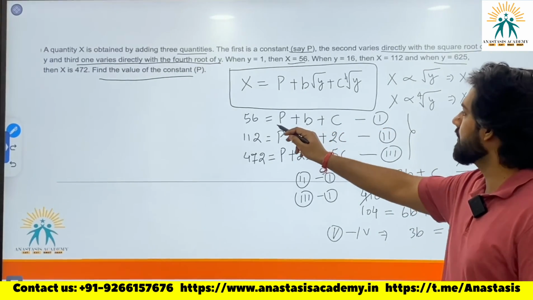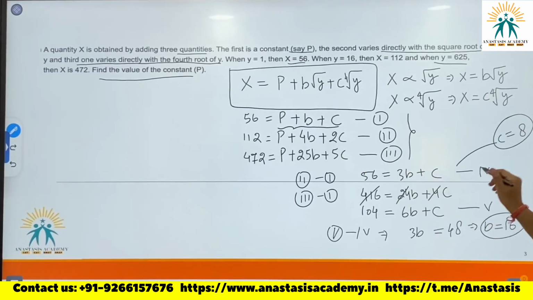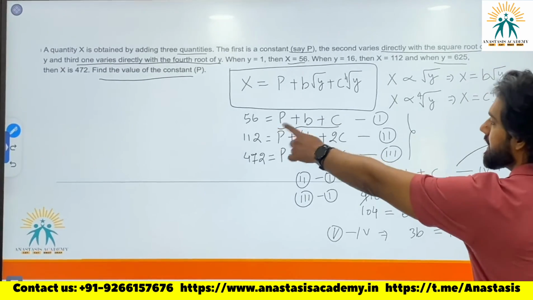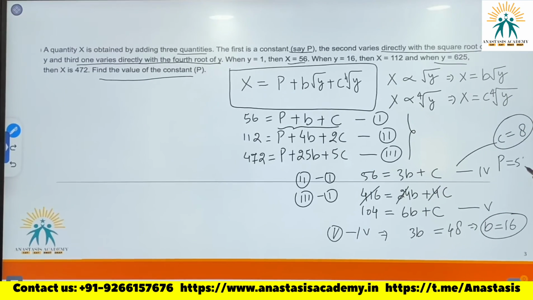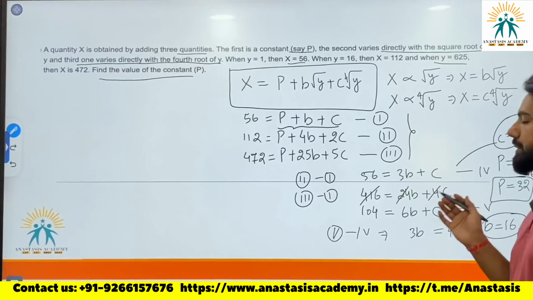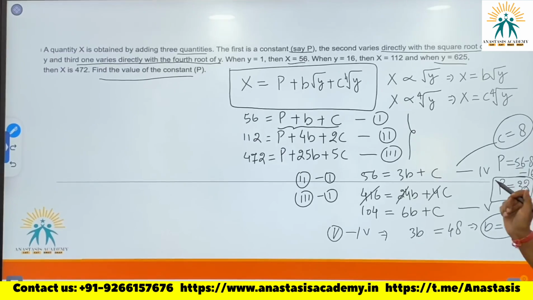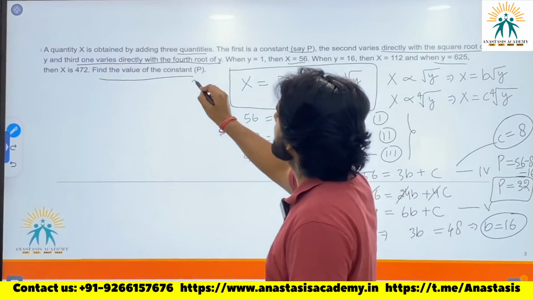So just put the values of b and c in this equation to get the value of p. So p becomes 56 minus 8 minus 16. 56 minus 16 is 40, and 40 minus 8 is 32. So the correct answer to this question, the value of constant p, is 32. Correct answer is 32.